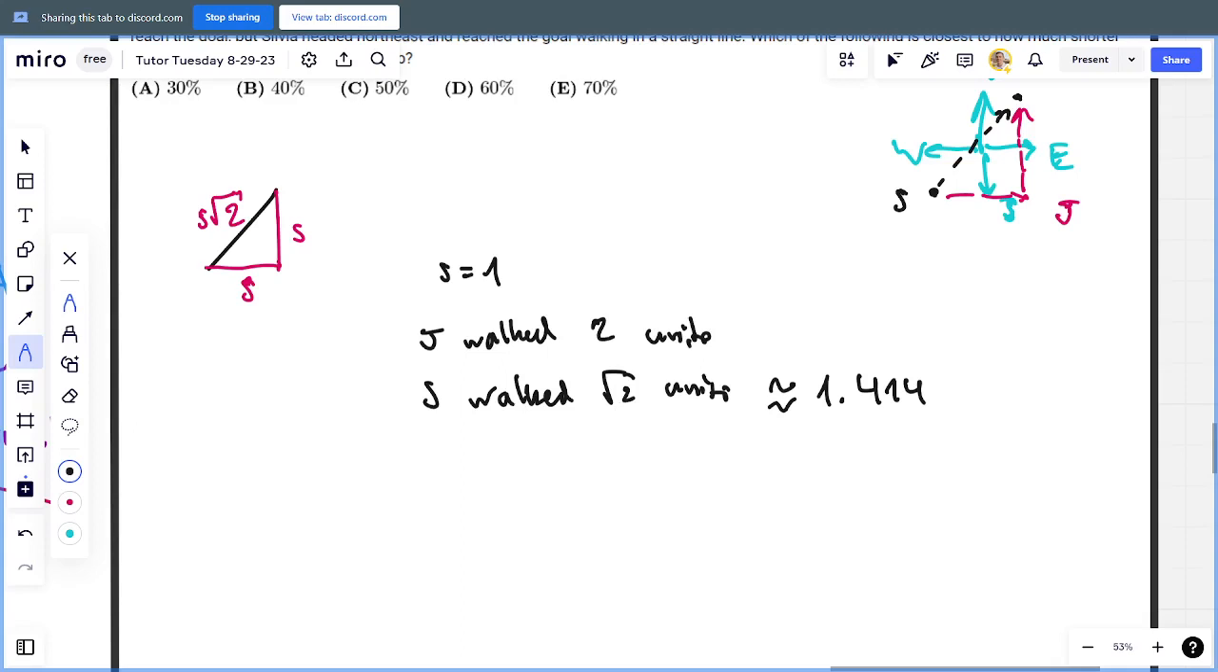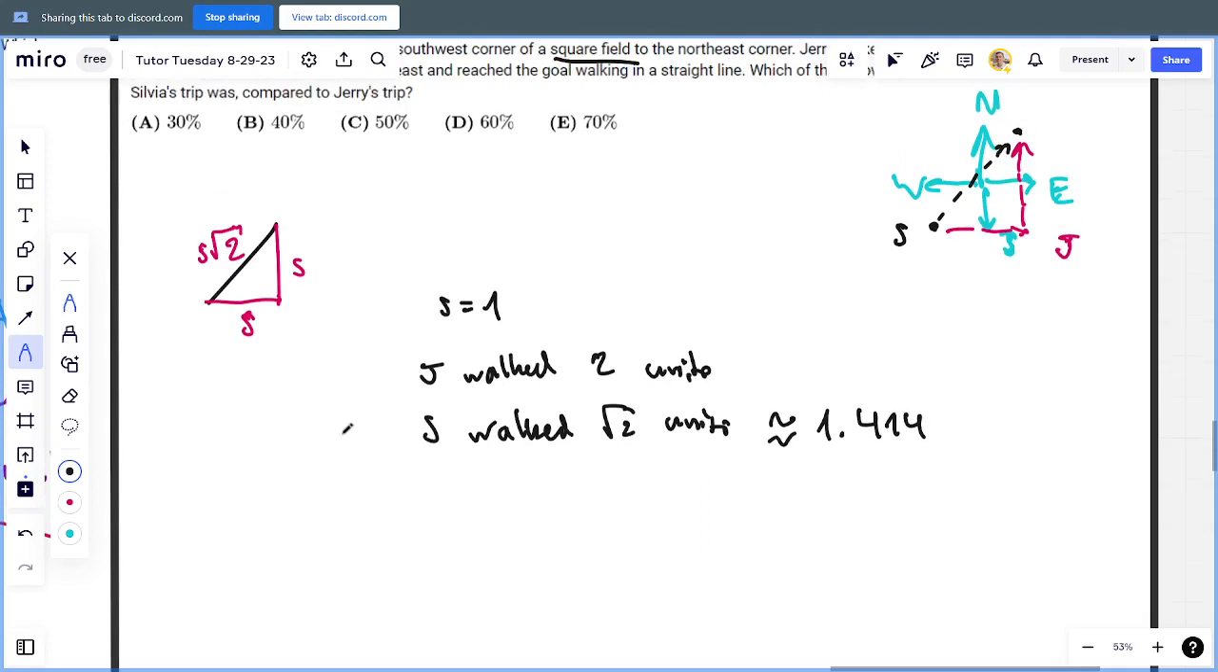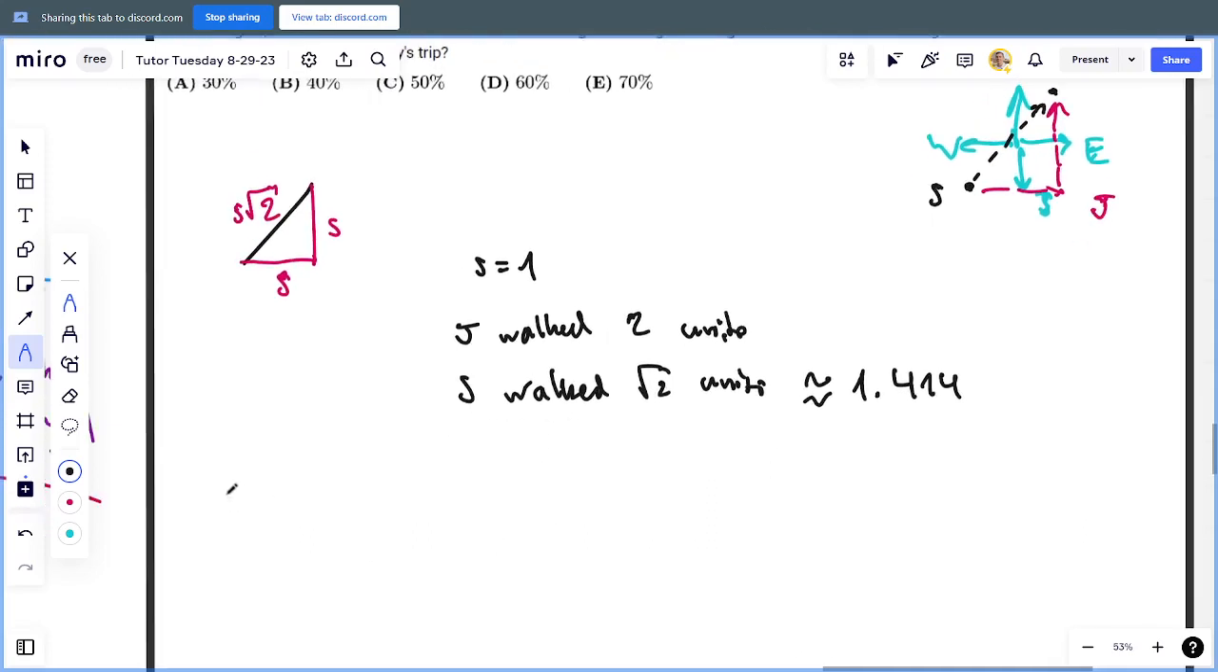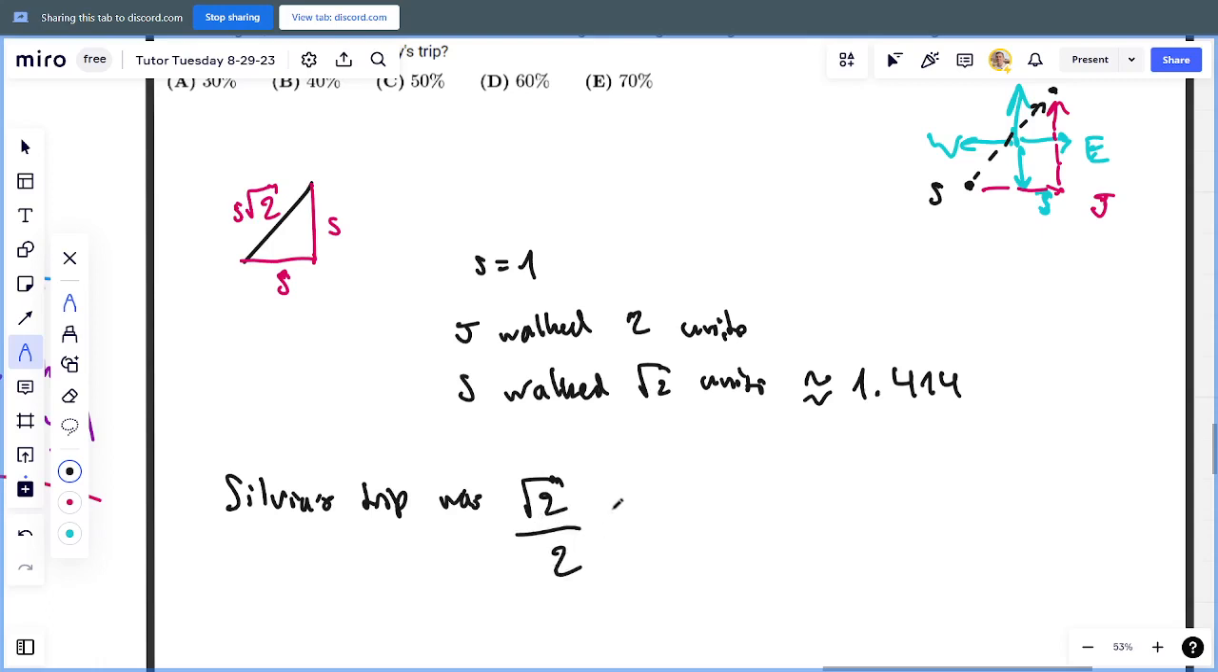I don't know, guys. How are you going to figure that out? You got to tell me. What I would say is that Sylvia's trip was square root of 2 over 2 equals 0.7, 0.70 or 0.71 of Jerry's trip.